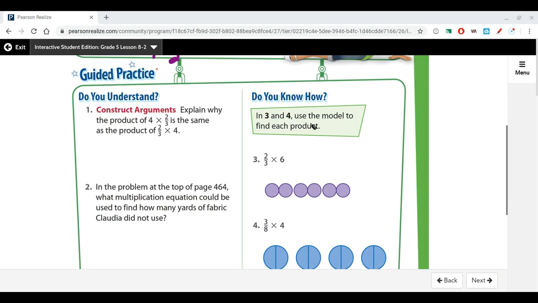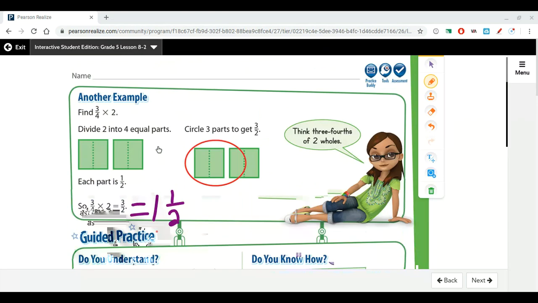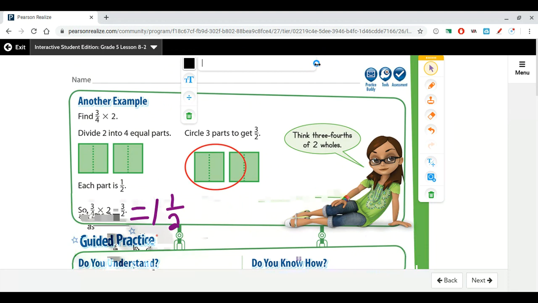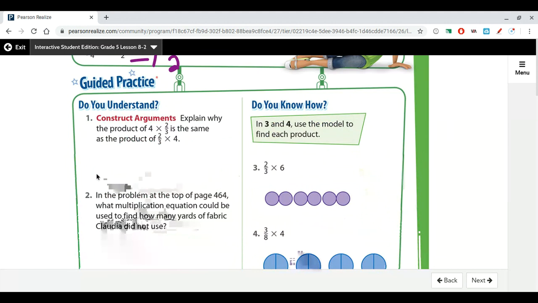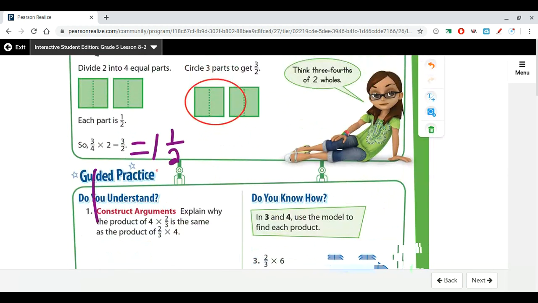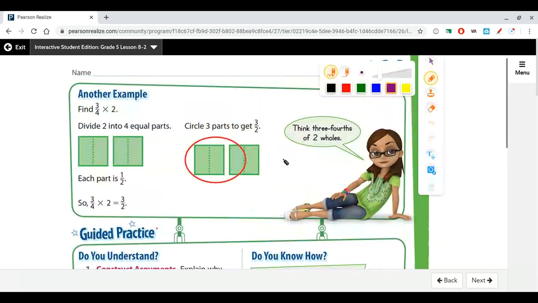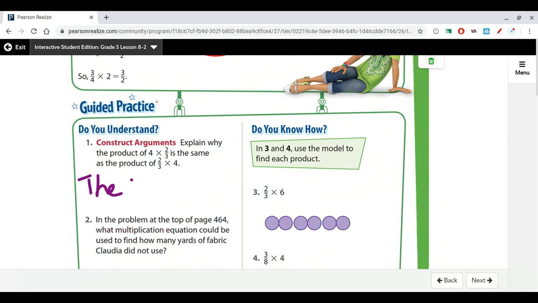Our guided practice. So it says, explain why 4 times 2/3 is the same as the product of 2/3 times 4. So I'm going to pull up a text box and see if I can move it down. I cannot move it down. So never mind. So they are the same because the order of the factors does not change. So the order of the factors, I'm having a heck of a time getting things written down here. The order of the factors doesn't change the product.